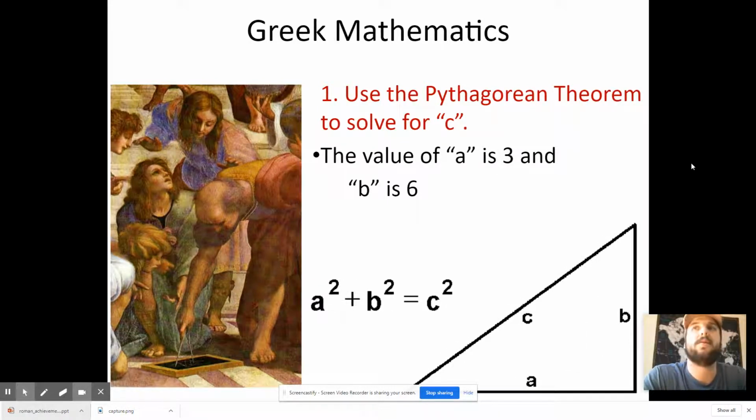So for your answer for your Greek question, you are going to try to solve for c. You're going to have to decide what is 3 squared plus 6 squared to find what c is. Try your best at this. If you mess it up, it's all good. Grading this one on effort. If you get the wrong answer, it's okay. So go ahead, pause the video and try this question.